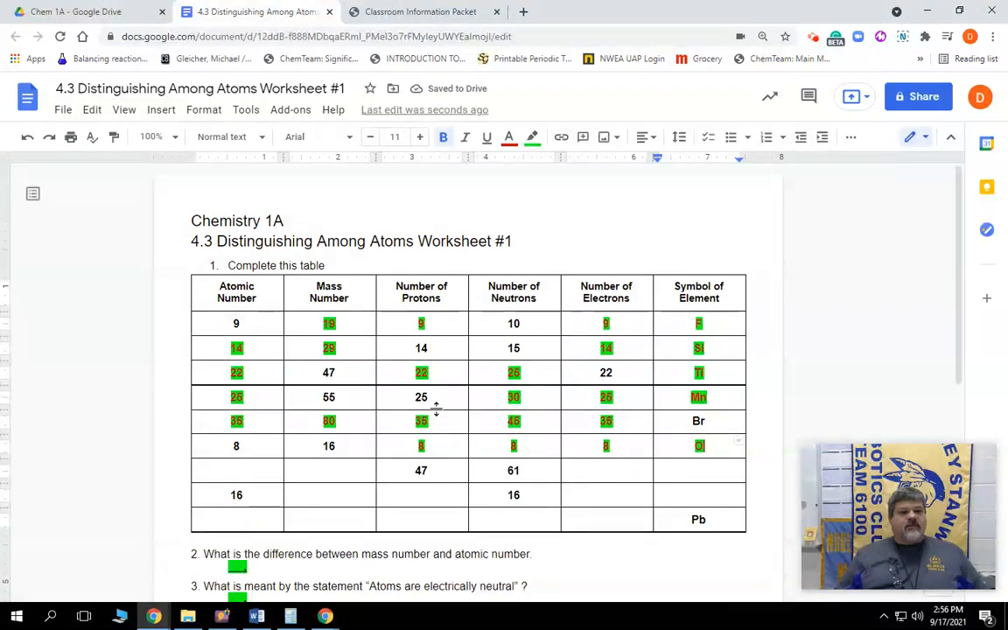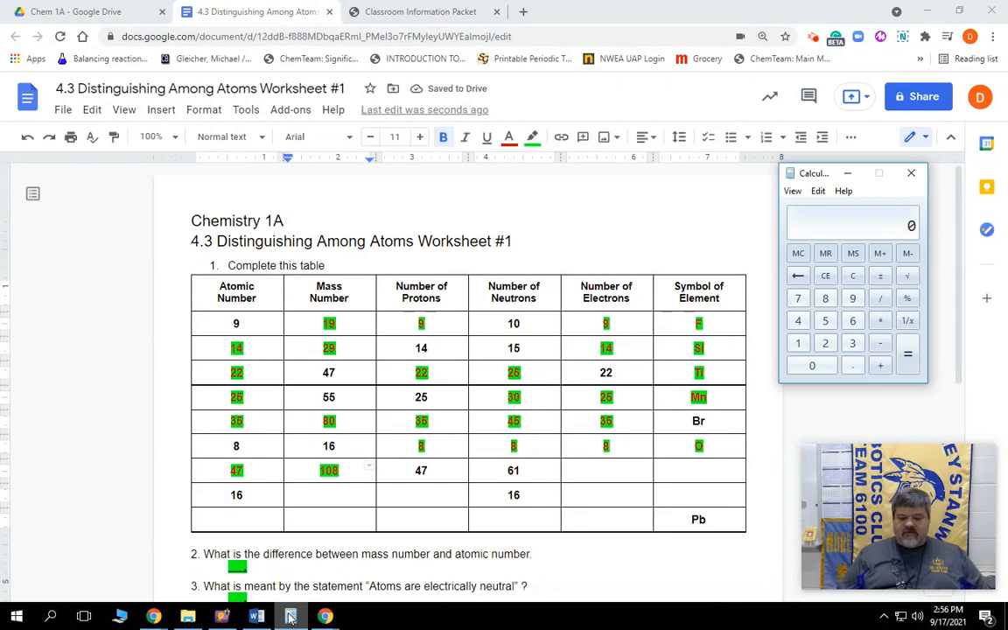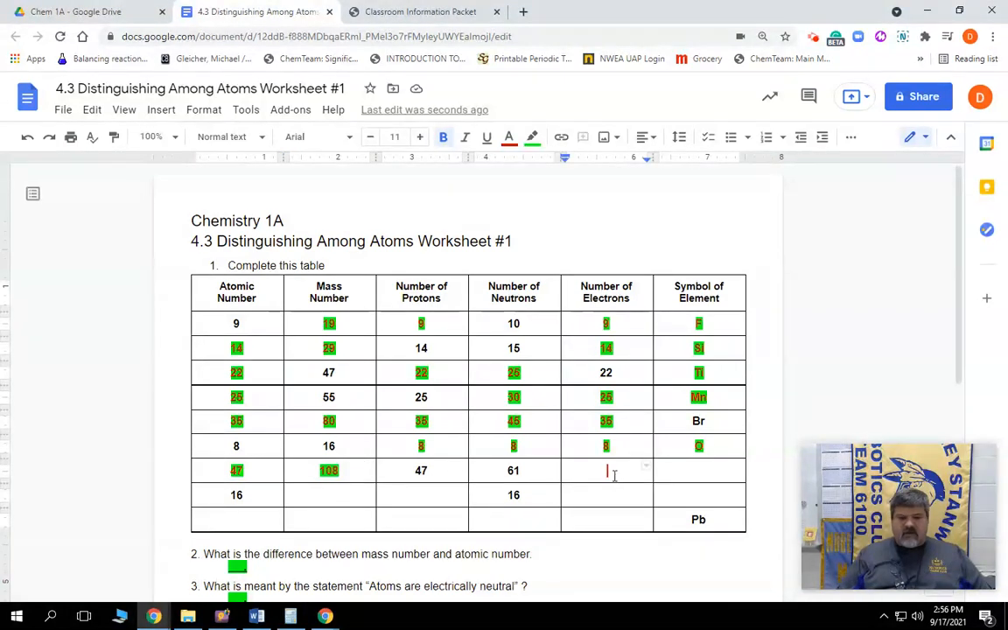Okay, the number of protons is 47, so we're going to put 47 right there. The mass number is these two tallied together. So I have 60 plus 40 is 100, and then 7 and 1 is 8. So I'm going to put 108 in there, but let's go ahead and check the calculator. So we're going to put 47 plus 61 equals 108. That's good. So number of electrons is also equal to the atomic number, or the number of protons. So we're going to put 47 right there.